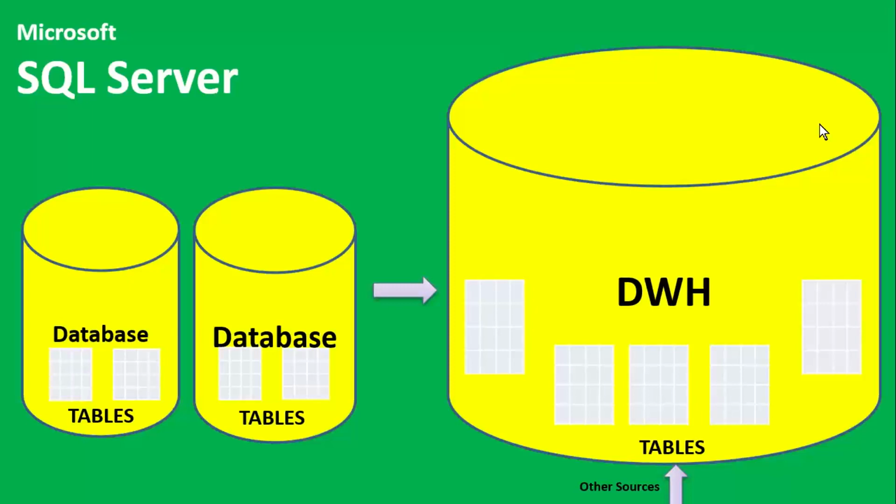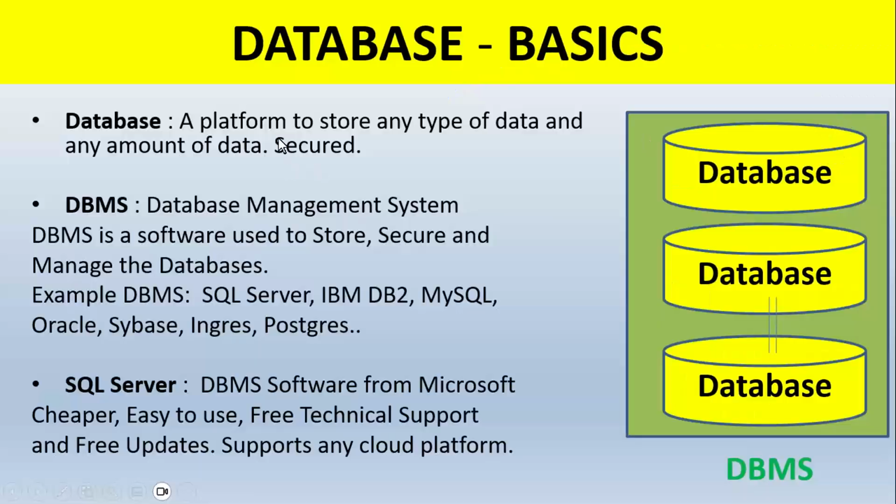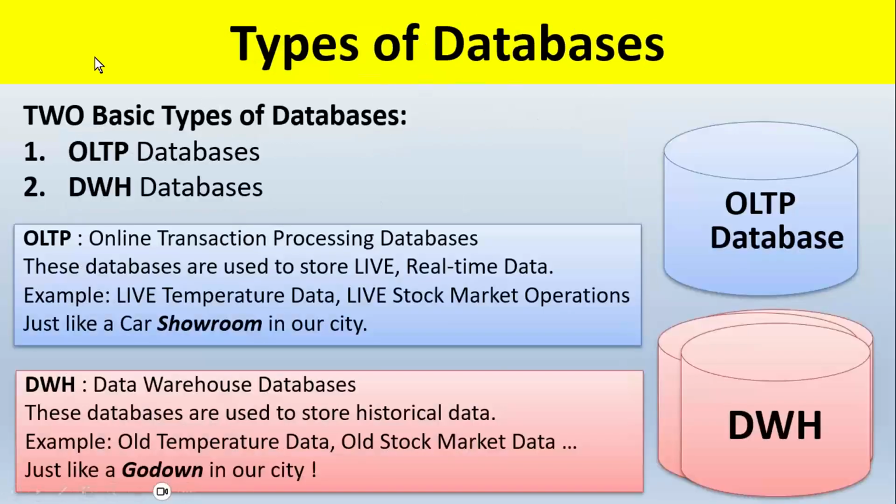What is this? Room. Yes, room is nothing but our database. What is database once again? Back to our previous slide, a platform to store any type of data. This database is broadly categorized into two important basic types: OLTP, my living room; warehouse, my storeroom.